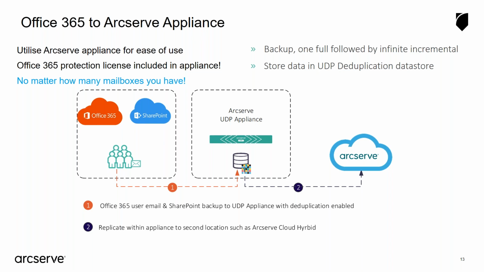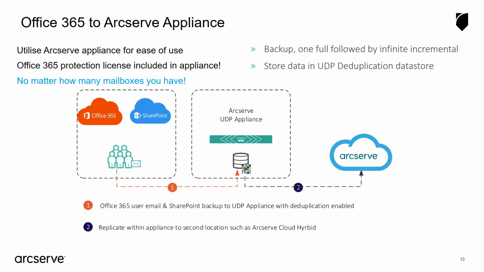Now, one of the nice, exciting things about the backup appliances is that it's licensed on capacity. So if you've got 2,000 mailboxes and it equates to 6 terabytes of data, that's fine. You can back up as many Office 365 accounts to your appliance as will fit onto the storage, because we don't license by the number of mailboxes. We just take into account the storage required to protect that Office 365 environment.